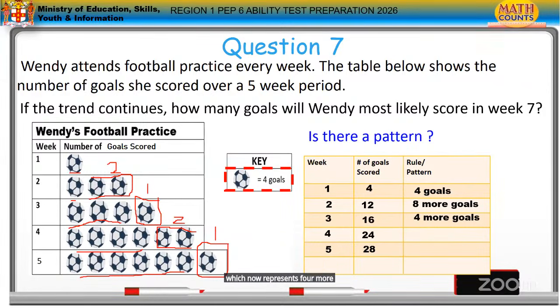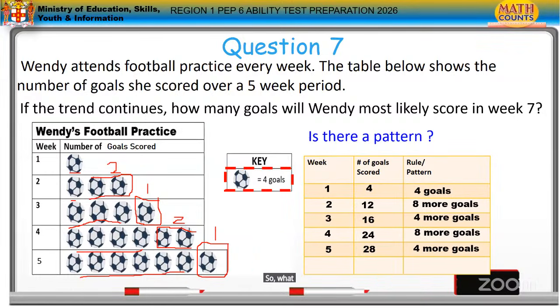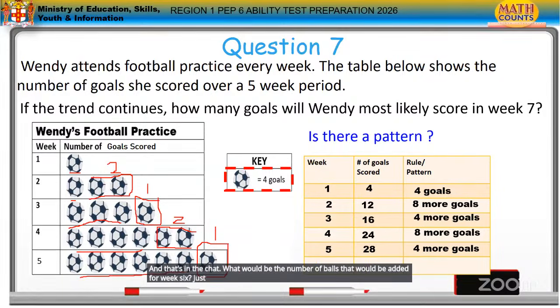And looking at week 4, we're seeing 2 more balls added, which is actually 8 more goals. And if we continue for week 5, 1 more ball added, it's 4 more goals. So what would be the number of balls that would be added for week 6? Type that in the chat. Just write week 6 equals, and say the number of balls.